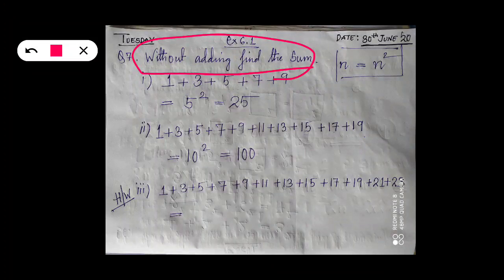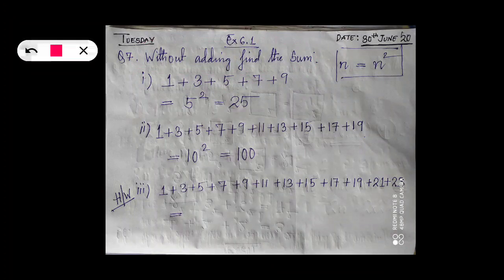Without adding, we will find the sum by calculating it in a fraction of seconds. It's a trick in mathematics. If you learn this, you can add without calculating. But listen carefully, there are two conditions to apply this. The first condition is that the numbers you are adding should be odd numbers.